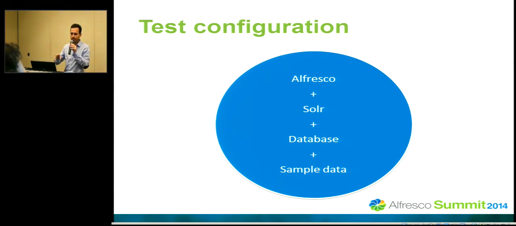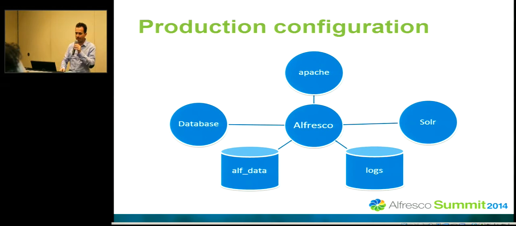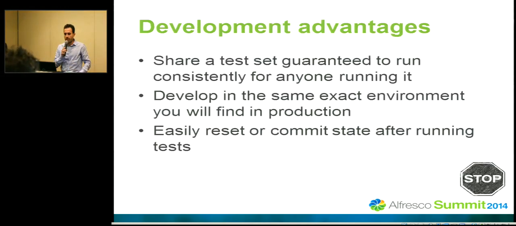which is pretty different usually. For example, you can have one container for database, one container for Alfresco, or more containers for each of your Alfresco node, a container for Solr, a container for your front end, external volumes for the data, and the logs, for example. So you can advance in deployment, you can share the test set, you can develop in the same environment.